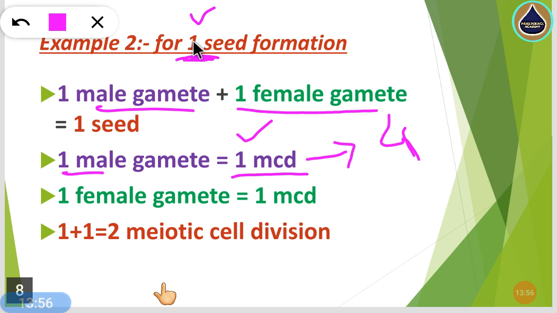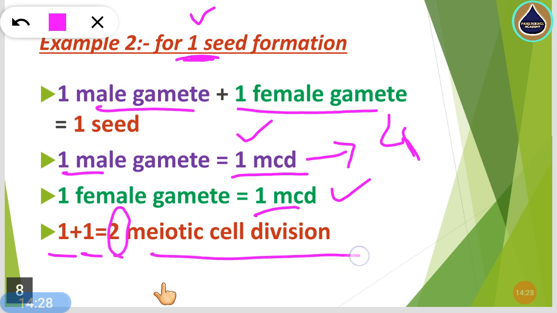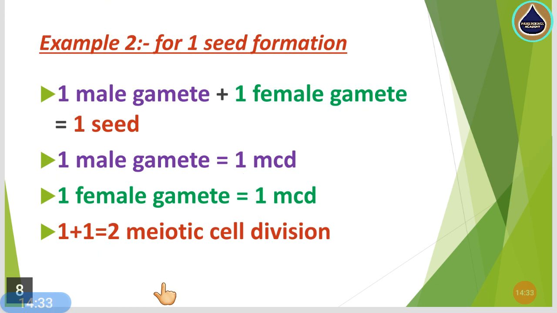So for one seed, one male gamete is needed, and one meiotic cell division gives the male gamete. So the number of meiotic cell divisions is 1 for this male gamete formation. Now the number of female gametes is 1, because one seed has to be produced. For one female gamete, only one meiotic cell division is needed. So one meiotic cell division for the male gamete, one meiotic cell division for the female gamete. Likewise, 2 meiotic cell divisions are needed for the formation of one seed. I hope you have understood it.